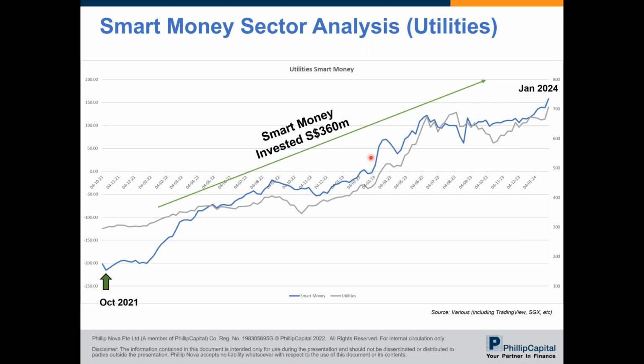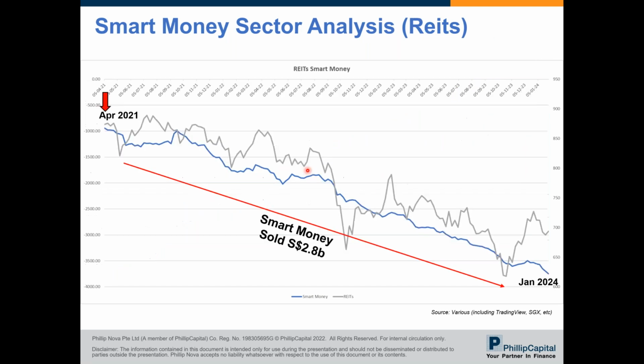So in general, we can see that there's a strong correlation between the smart money movement and the price of the stock or the price of the index. Okay, this is the other example. This is the REIT sector of the Singapore market. Since 2021, the Singapore REIT sector has been coming down up to now, right? Typically, most of the REITs have been coming down.